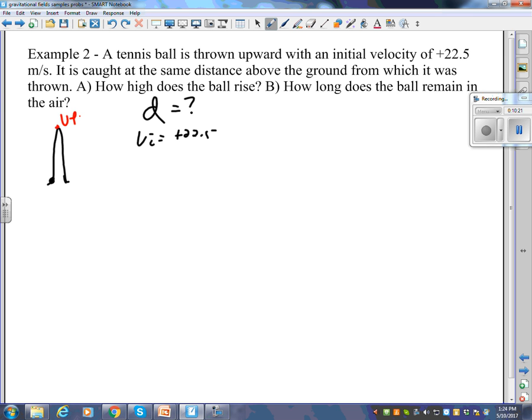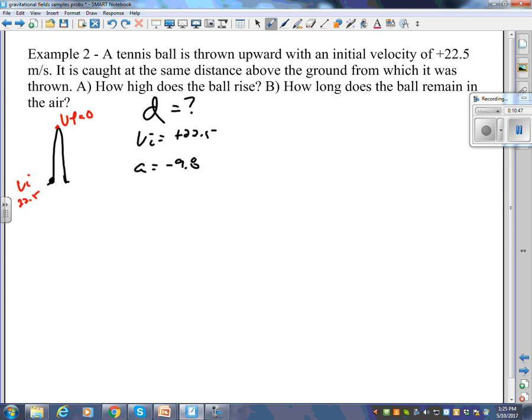The VF is zero. Whenever you have one of these up and down kind of deals, try to treat it as sort of like two halves, two intervals, I guess you could say. Right? So here the VI is 22.5, and on the way up it slows down, and that final velocity is zero. And not only that, but our acceleration is, again, minus 9.8. And we want to know how high.